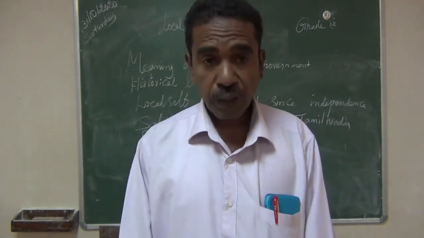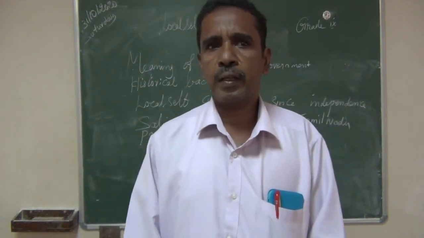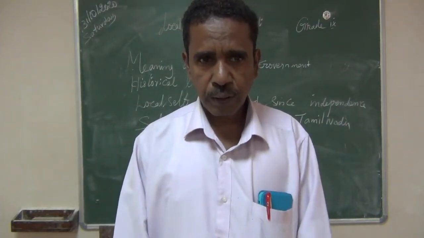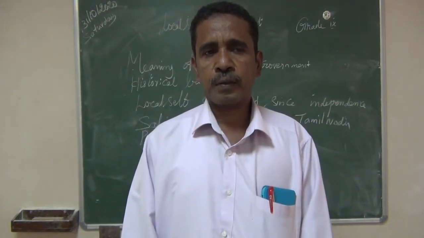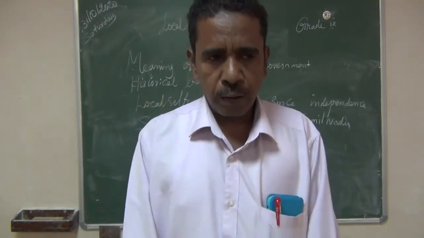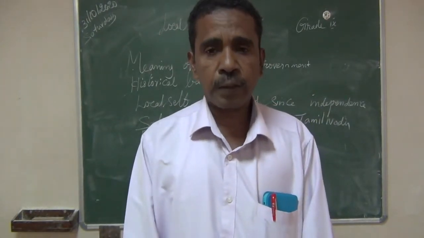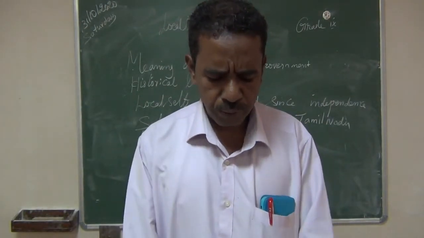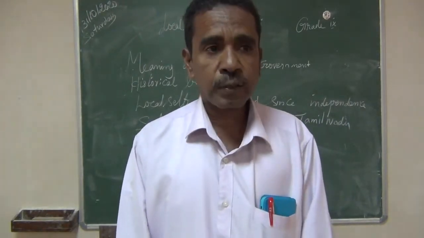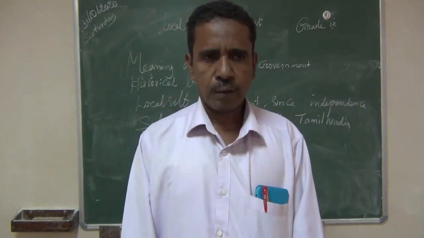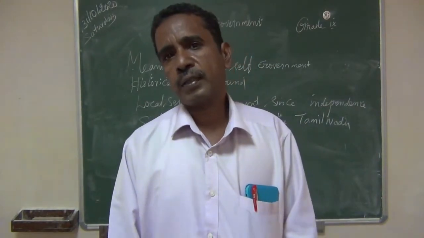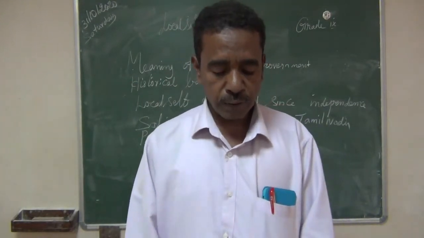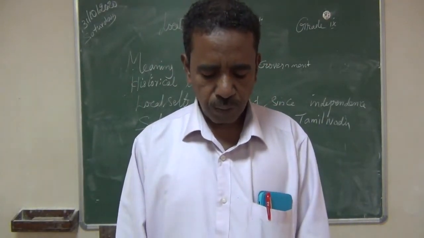In the British period, in the last quarter of the 19th century, in the year 1882, Lord Ripon, the Governor General of the British provinces in India, introduced local self-government in India. Lord Ripon's resolution is from 1882. He was known as the father of local self-government. First, he started local self-government in the Indian provinces, so he was called the father of local self-government.